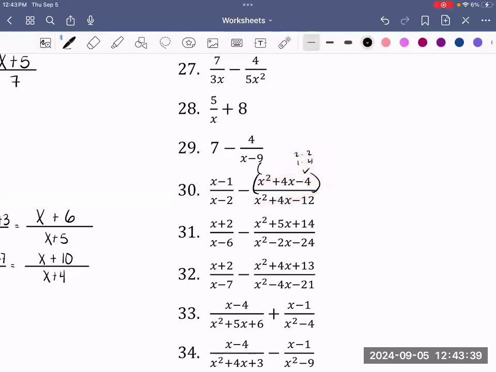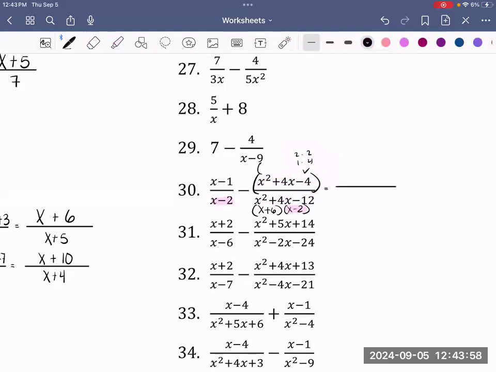But let's take a look at your denominator. We could say this is really x plus 6 and x minus 2. So when we go ahead and look across to the other side, you'll notice that these both have an x minus 2.